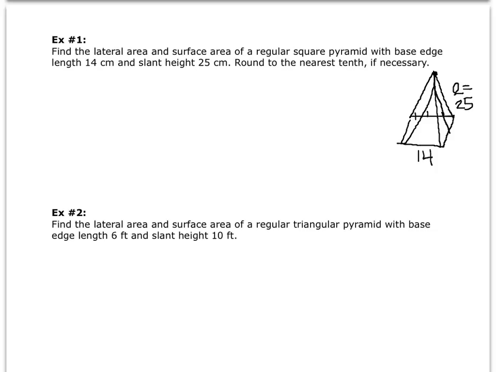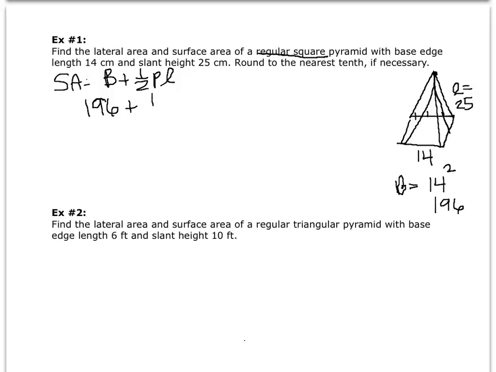So, my surface area formula, step 1, I want you to write the formula. Capital B plus 1/2 PL. So, area of the base. This is a square, regular square pyramid. So the base is a square, side length of 14. So the area of the base is going to be 14 squared. And 14 squared is 196. So, capital B is 196.